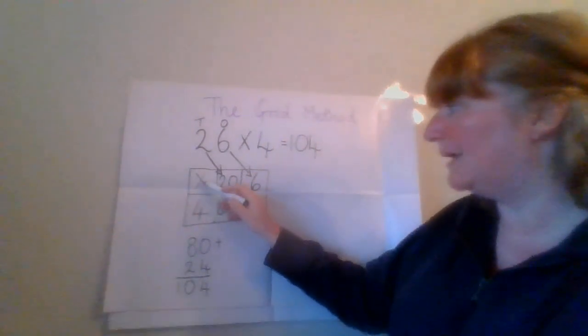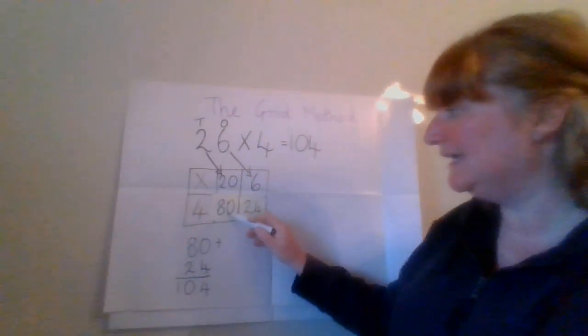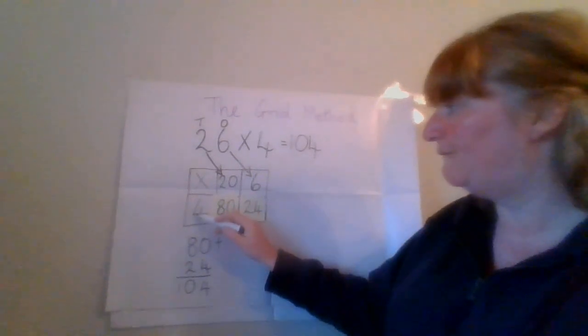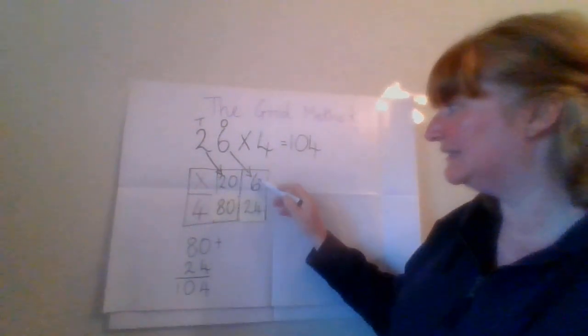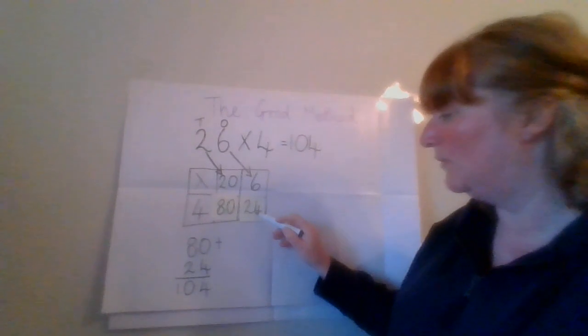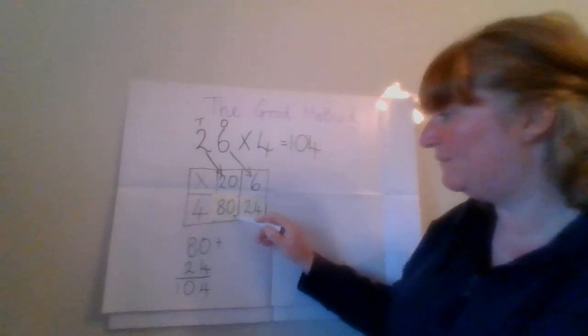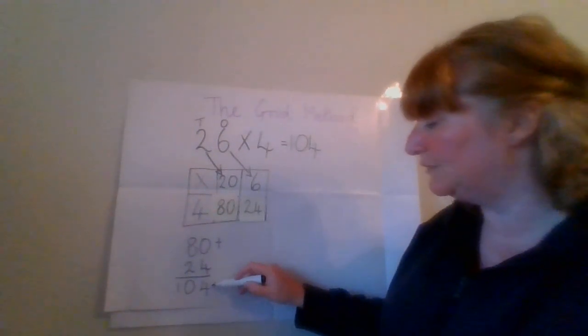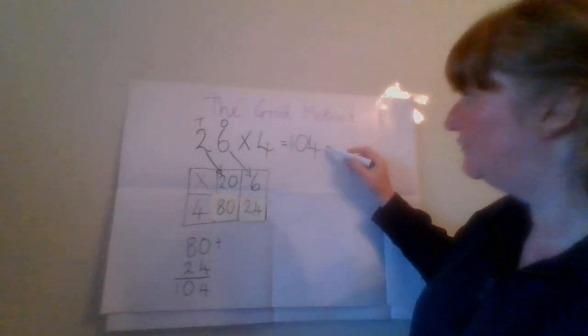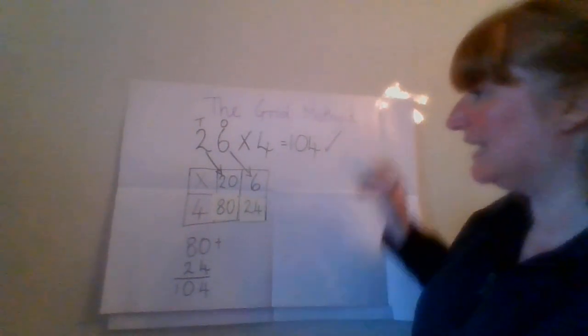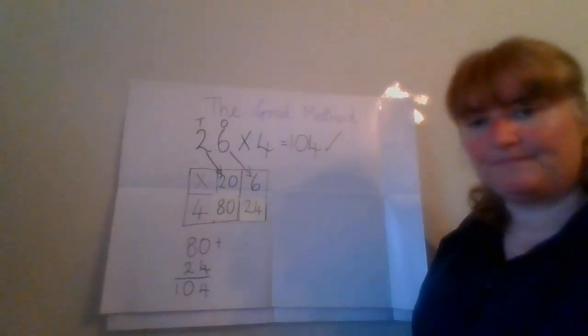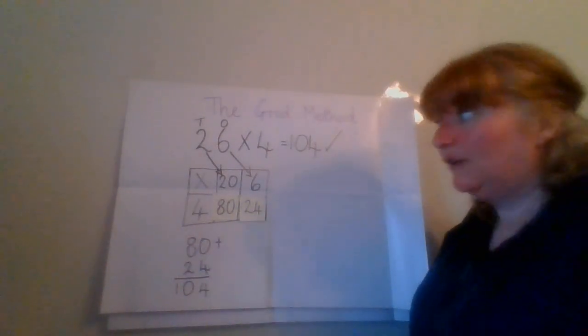So 4 times 20 is 80. 4 times 6 is 24. If we add our 2 answers together, we get a total of 104, and 104 is our answer to the sum. Let's have a look at one more.